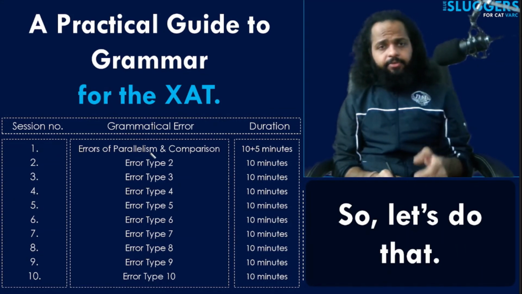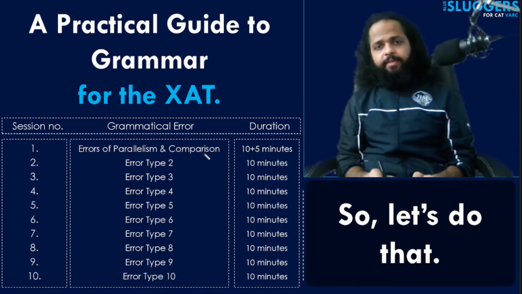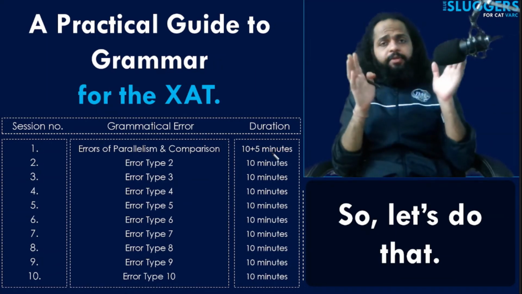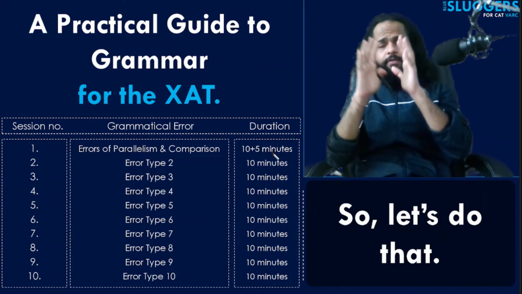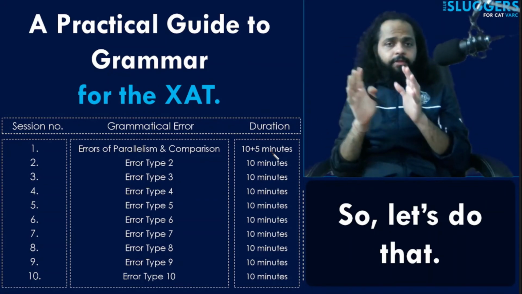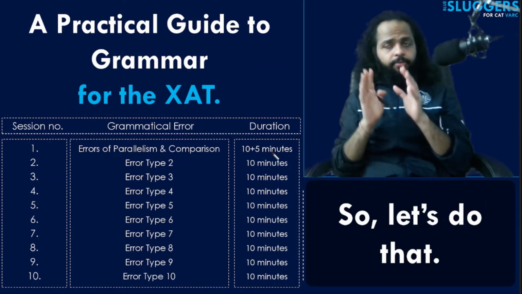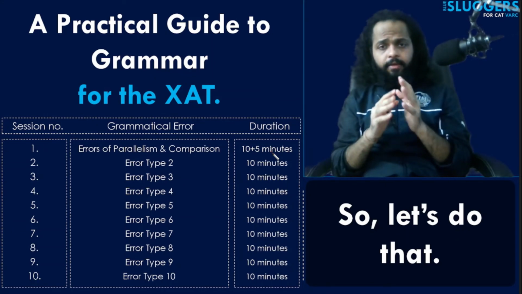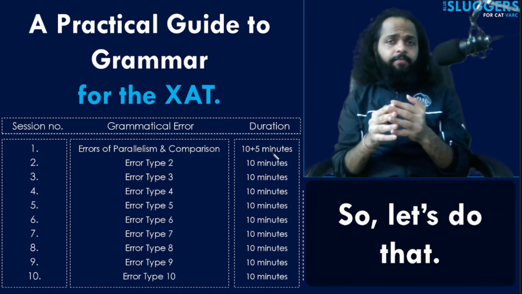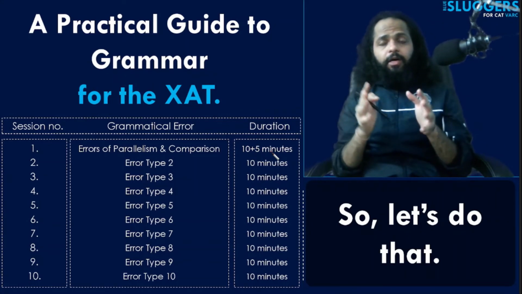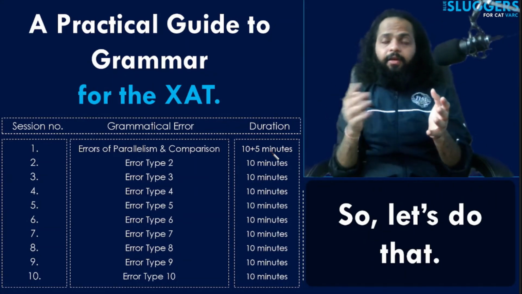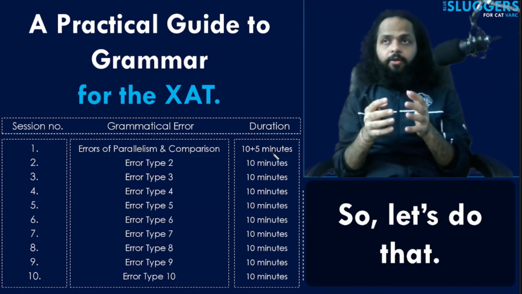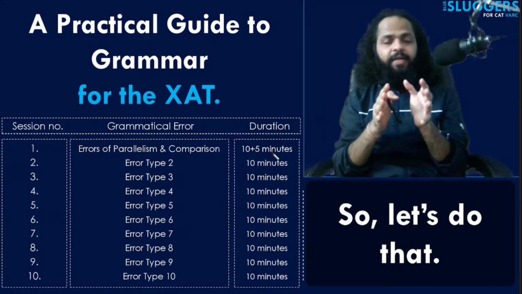For example, as you can see, in case of errors of parallelism and comparison, we are using 5 minutes of that buffer time. But all in all, I'll try to ensure that the sum total of the whole series is less than 120 minutes. It's gonna be crisp, it's gonna be quick, it's gonna be to the point. Okay, so if you can do that, well, you can forget about the whole argument of having to leave out grammar preparation altogether, right? So I hope that clears the argument.